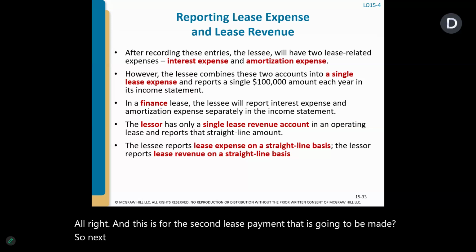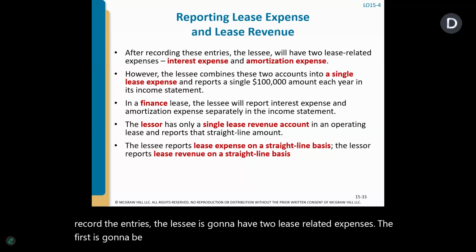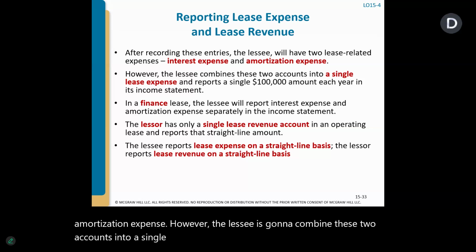So next we have reporting lease expense and lease revenue. So after we record the entries, the lessee is going to have two lease related expenses. The first is going to be interest expense, and then the other is going to be amortization expense. However, the lessee is going to combine these two accounts into a single lease expense, and they're going to report a single $100,000 amount each year in the income statement.